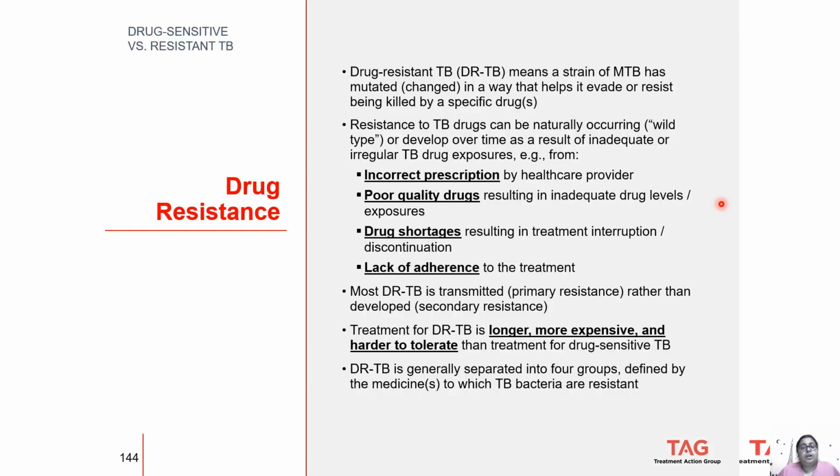Drug resistance, or DRTB, means a strain of MTB that has mutated or changed in a way that helps it evade or resist being killed by specific drugs. Resistance to TB drugs can be naturally occurring, wild type, or develop over time as a result of inadequate or irregular TB drug exposures. Okay, so like incorrect prescription, poor quality drugs, drug shortages resulting in treatment interruption or lack of adherence to the treatment.